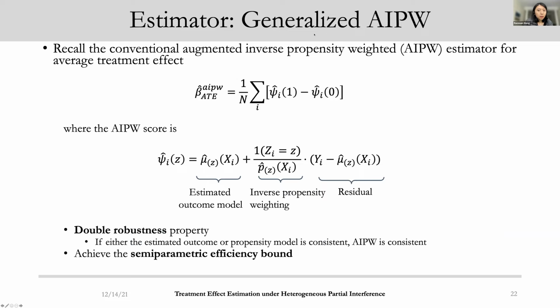We propose the generalized AIPW for direct and spillover effects. That is analogous to the conventional AIPW. So let's first have a brief review of the conventional AIPW. AIPW is the sum of the direct estimator and the inverse propensity weighting residual. AIPW enjoys the double robustness property, which means if either the propensity model or the outcome model is consistent, then AIPW is consistent. In addition, AIPW achieves the semiparametric efficiency bound.